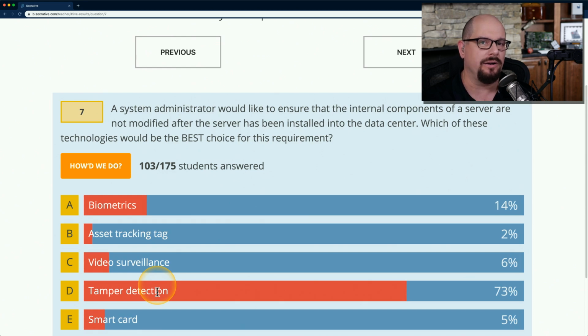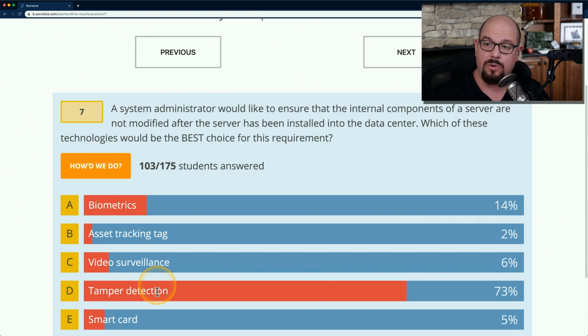But as you can see here, there's only one that was really the best answer. In fact, it wasn't even close. Nothing else was even remotely in the same area as being the best answer. So we know tamper detection's there.